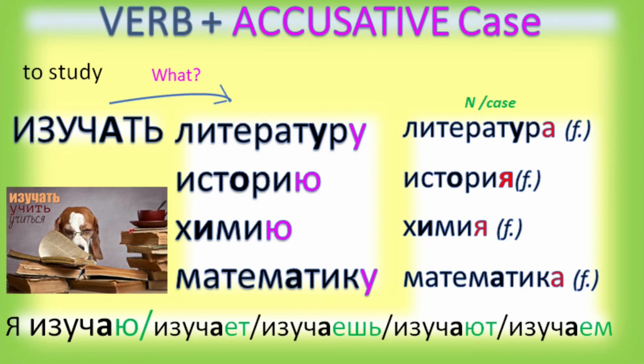What are you studying? Что вы изучаете? I'm studying chemistry. Я изучаю химию. What are they studying? Что они изучают? They are studying mathematics. Они изучают математику.